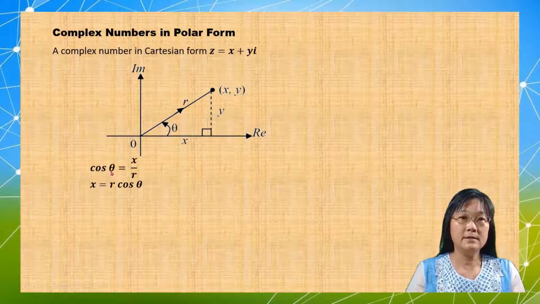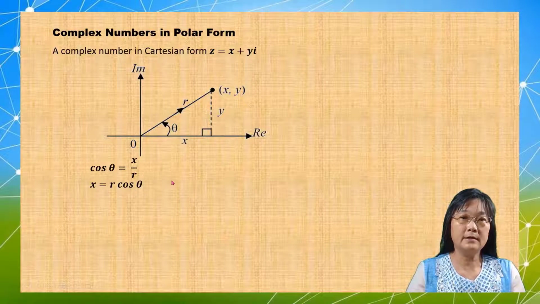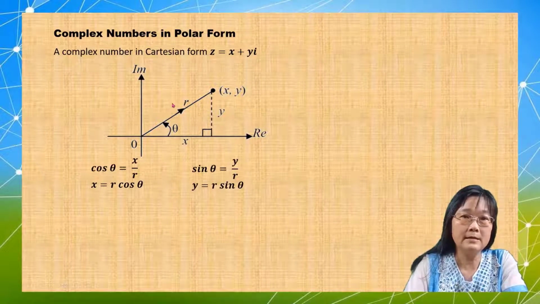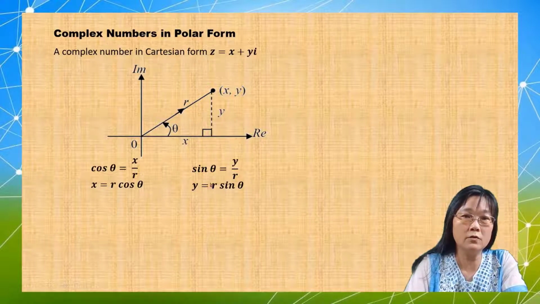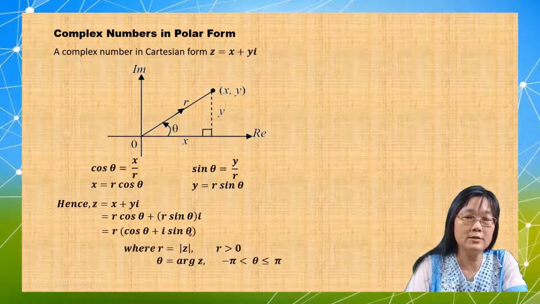From here, cos theta is equal to x over r. Then x is equal to r cos theta. And also, sin theta is equal to y over r. So y is equal to r sin theta. So, for z equals x plus yi, now I replace the x with r cos theta and y with r sin theta. When I rearrange the expression, then I get z equals r times cos theta plus i sin theta.